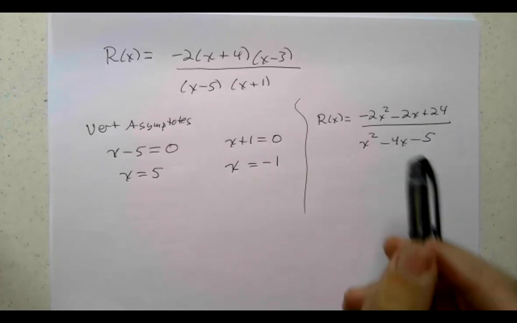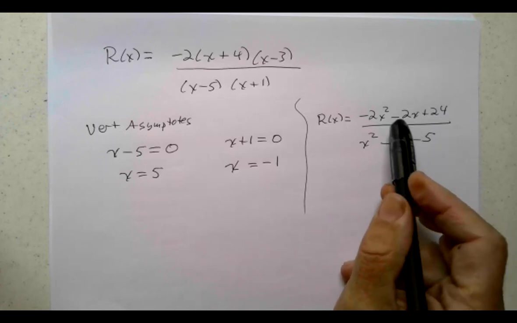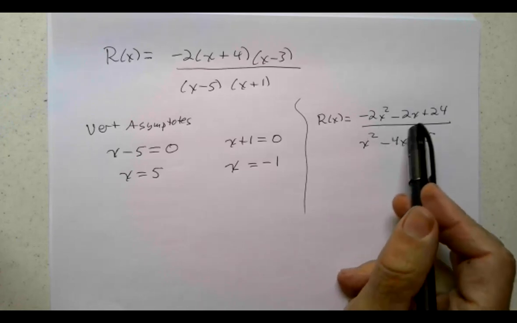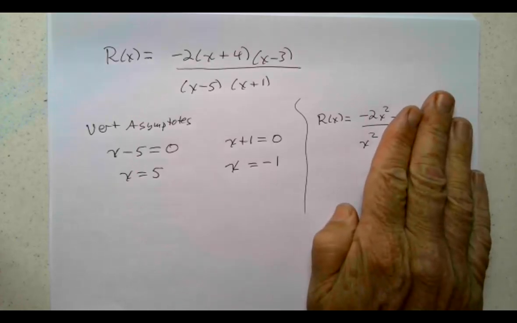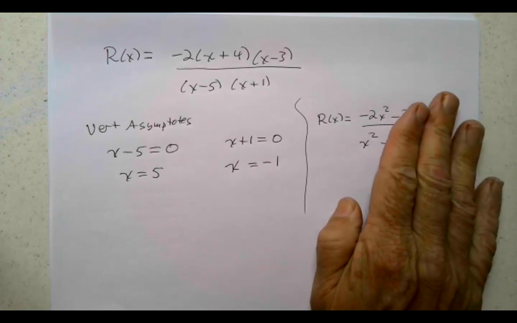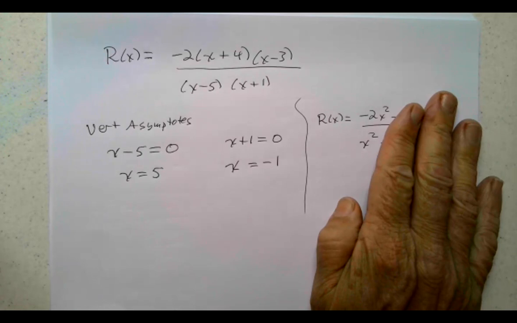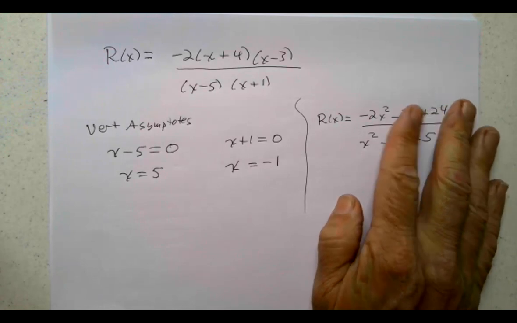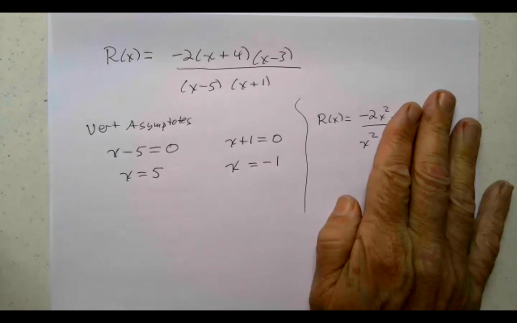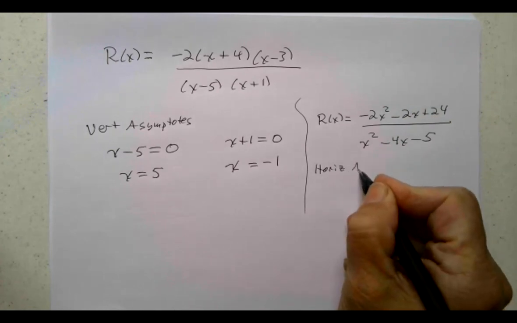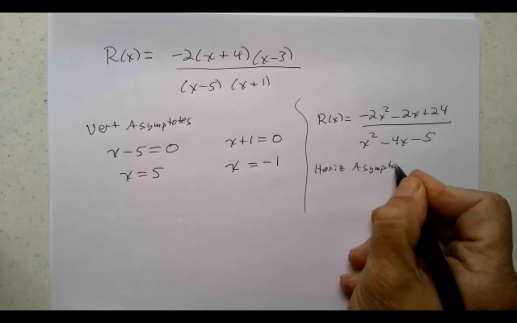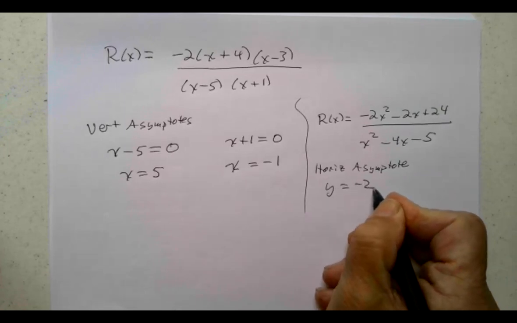think about this. If x is a very large number like 1,000, 1,000 squared is 1,000,000. So as far as 1,000,000 is concerned, 1,000 is kind of irrelevant. So what you do is you just focus on the highest parts. Because they're so much bigger, 1,000,000 squared is 1,000,000,000,000, I believe. So these earlier parts are kind of irrelevant. So for very, very large numbers, the function is basically negative 2x squared over x squared, and the x squareds are divided out to give you negative 2. So my horizontal asymptote is at y equals negative 2.